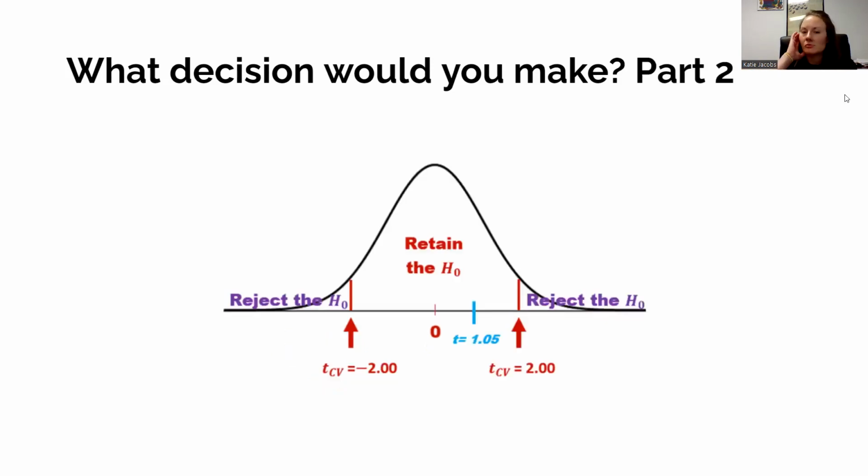Okay, what decision would you make with this one? So here we see we ran a two-tailed test, which means we had non-directional hypotheses. And we have both of our critical values labeled, one positive, one negative. They're the same number. And then we plotted our t test statistic on the number line underneath our normal curve. And we see that we will make which decision? In this circumstance, we would retain the null hypothesis because our test statistic did not move beyond our critical values.